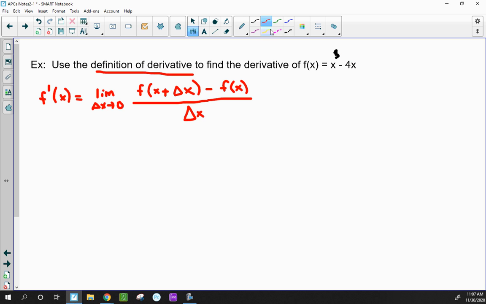So what we need to do, again, going back, reviewing something from the last set of notes, your job is to take each of these functions and evaluate them into this particular function. So here's how it's going to work. You're going to take the x plus delta x and substitute it in place of x every time you see it.